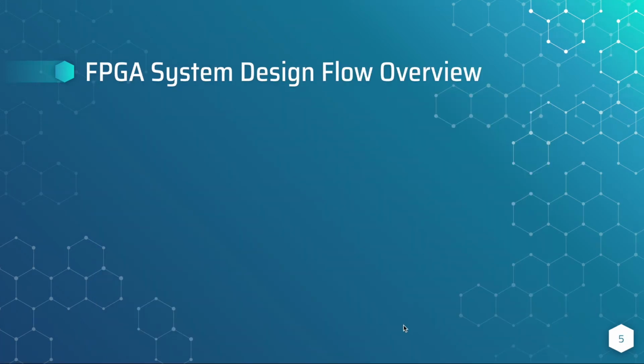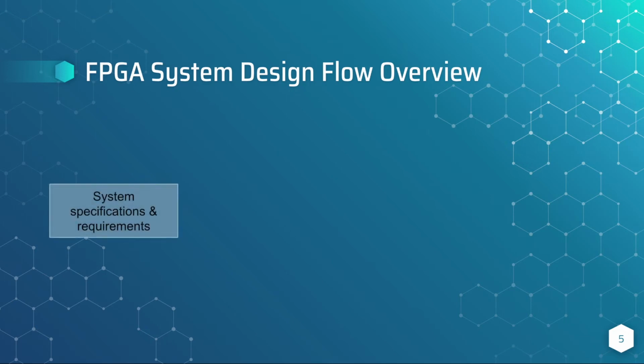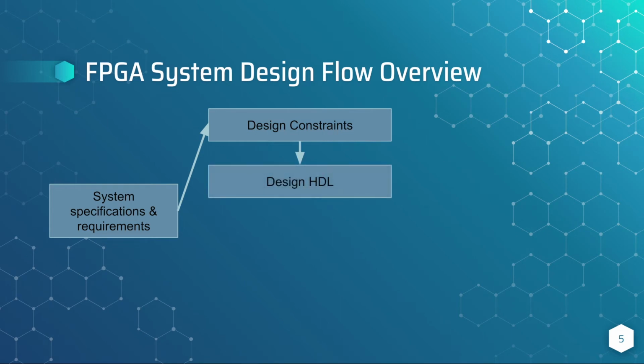Now let's take a look at a quick example. Say you're in the process of developing or analyzing for purchase an FPGA-based radar data security unit. What we have done to analyze different products is first break down the process into distinct implementation steps. So for an FPGA device, the steps that we consider are system specifications and requirements. That leads to design constraints, which leads to designing the HDL.